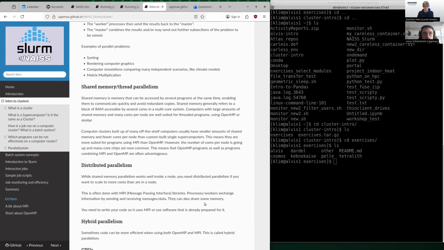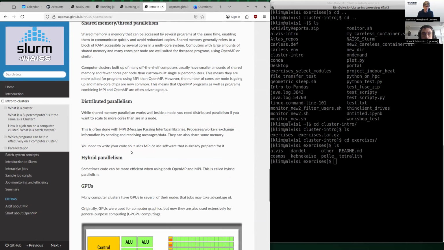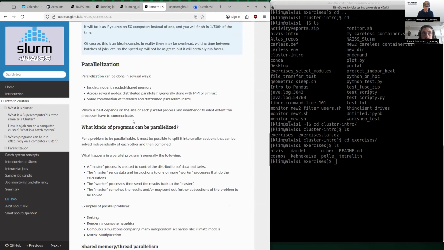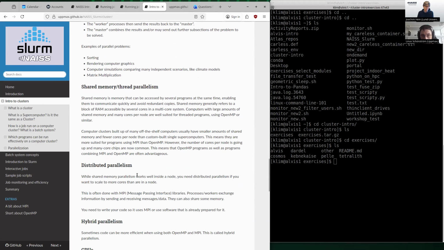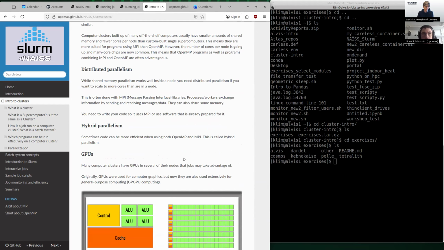Yes, so here we have a list of examples where we can use parallel problems. It can be used with sorting or rendering computer graphics. Also, it can be used with computer simulations, like comparing many independent scenarios, like a climate model, and also with matrix multiplication. Here you can find more details about these three ways that I mentioned shortly: shared memory inside one node, distributed across several nodes, or the hybrid parallelism.